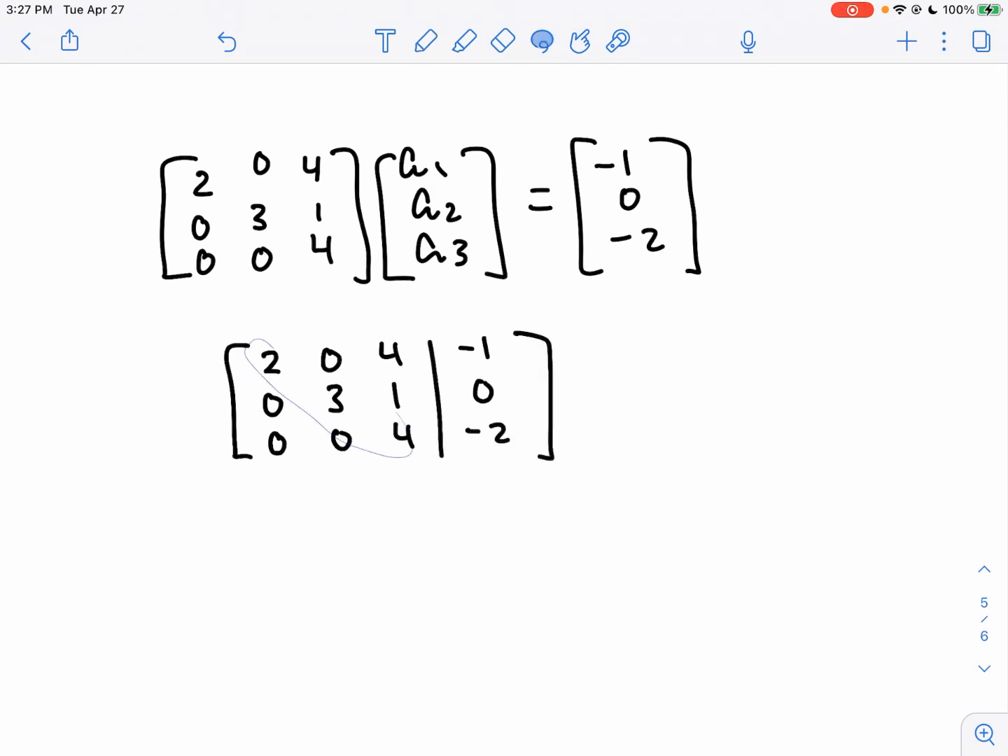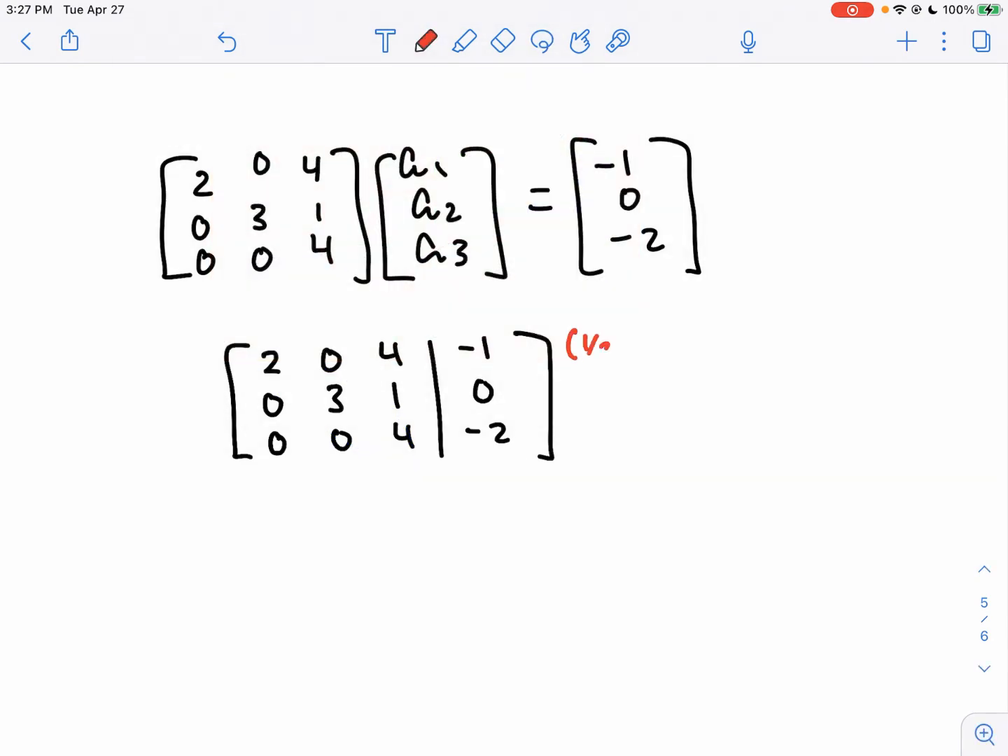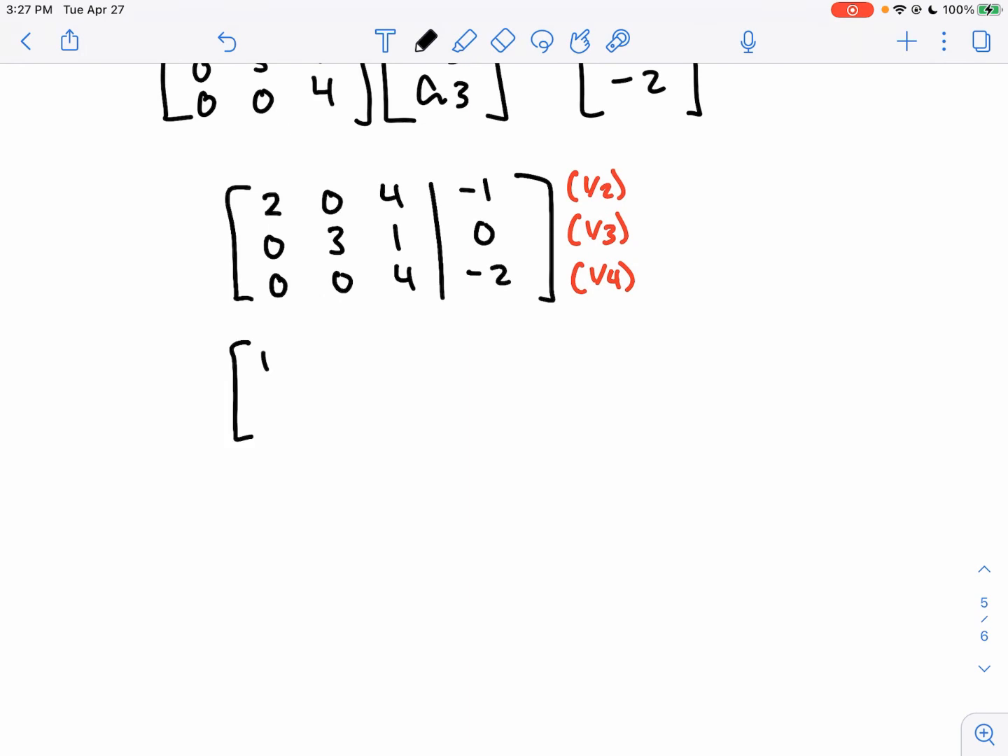And I'm going to get 1's all down the main diagonal right away. So I'm going to just do a half times row 1, a third times row 2, and a quarter times row 3, and see what new matrix this produces for us. So we're going to have 1, 0, 2, -1/2, 0, now a third times the second row, so 0, 1, a third, 0, and then a quarter times the last row, 0, 0, 1, -1/2.